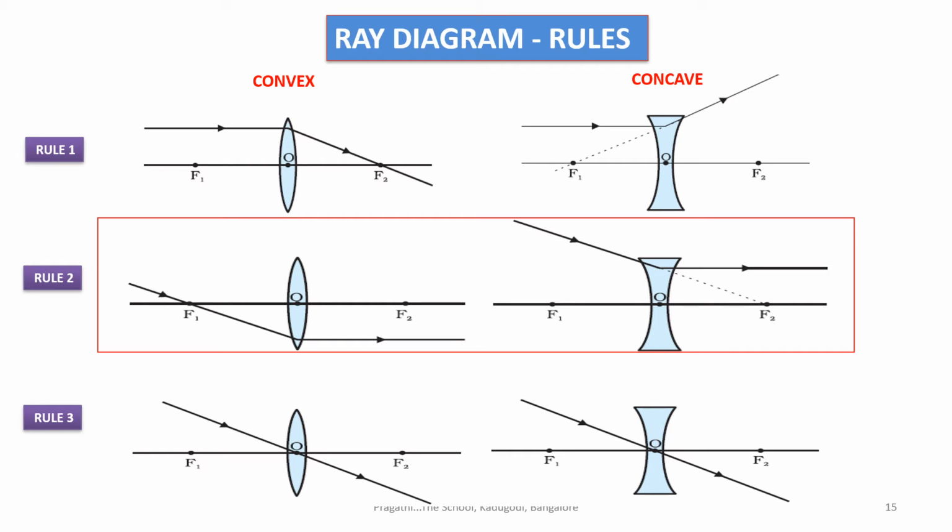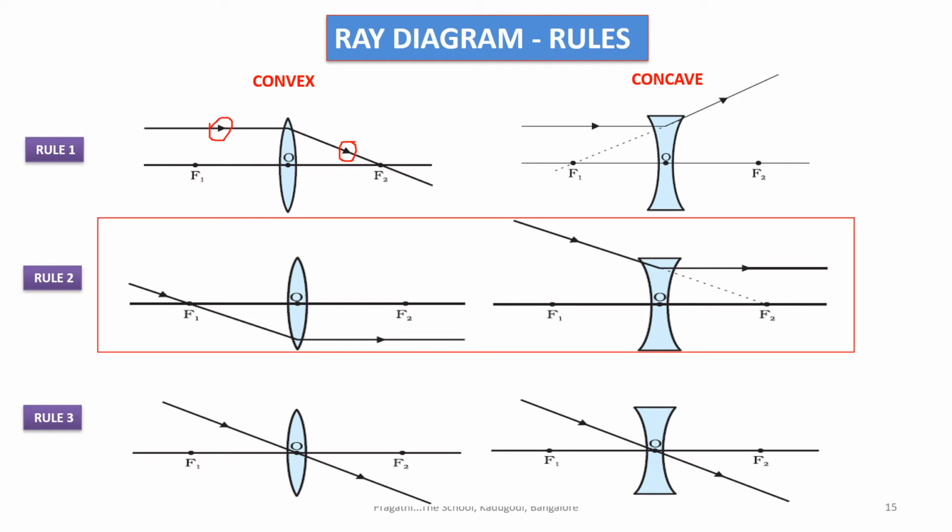Come to the ray diagrams. Rules. We have seen the ray diagram already. What is the ray diagram? The diagram which is done with the help of the rays. See this one, this is a ray, correct? The light ray, the incident ray. And this is what? Refracted ray. So with the help of the rays, the diagram is drawn. That is called a ray diagram. Rules are very important.